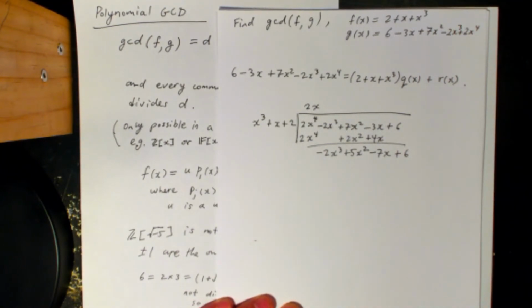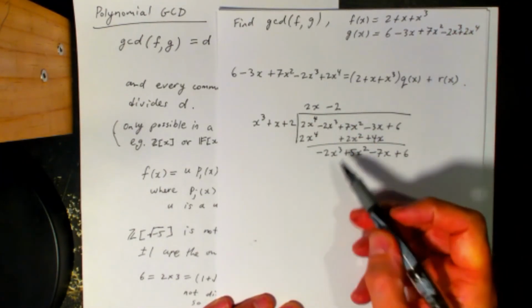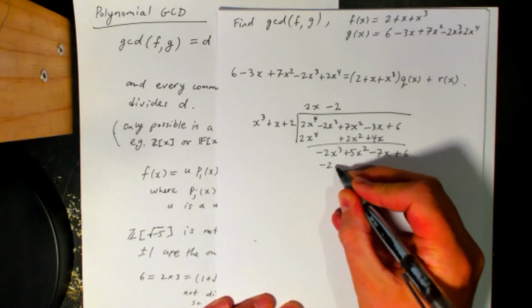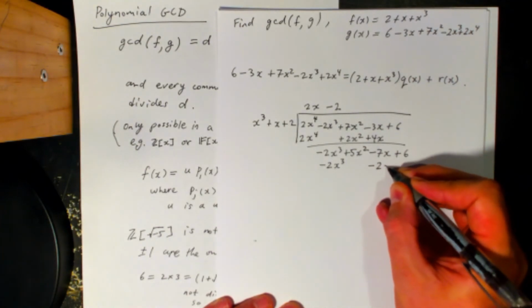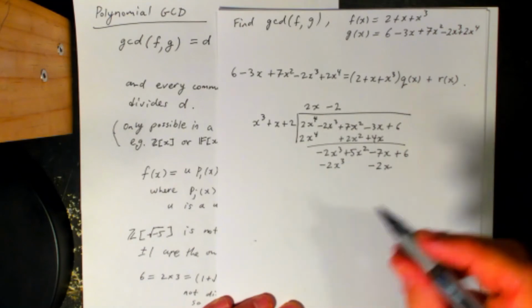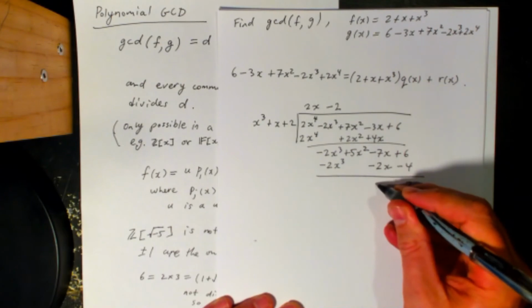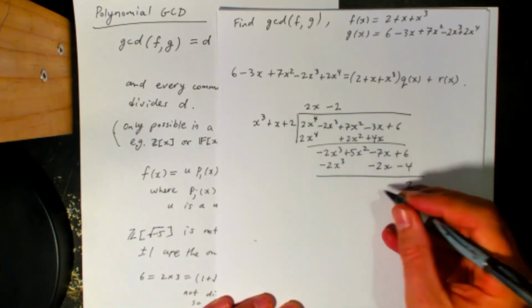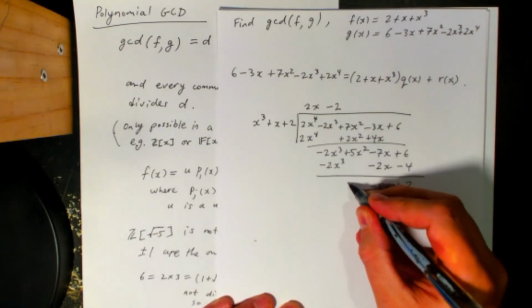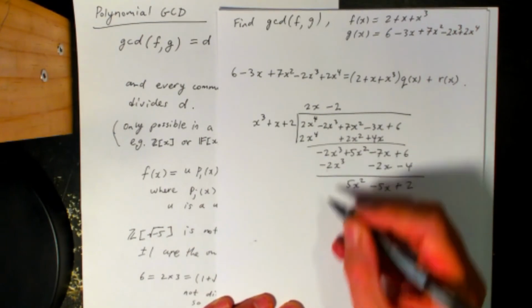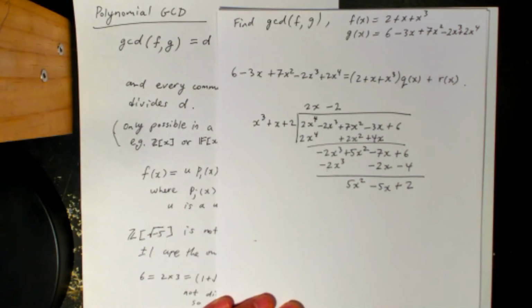Okay, now I do this again. So this time I need a minus 2. Okay, so minus 2 times x cubed is minus 2x cubed. Then minus 2 times x, I'll put that over here, is minus 2x. And then minus 2 times 2 is minus 4. Take a difference. Minus 7 minus minus 2 is minus 5x. Okay, bring down the 5x squared, and then the difference of these two is 0. So I have 5x squared minus 5x plus 2.